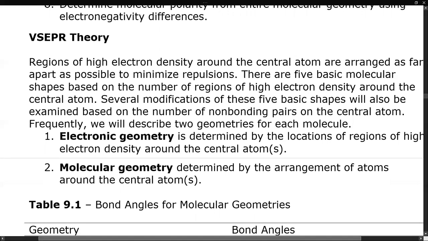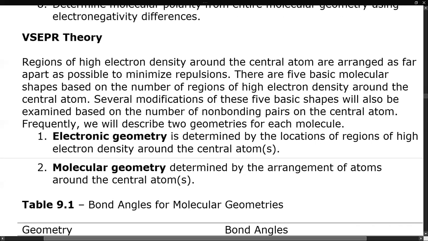So VSEPR theory, you're focused on regions of high electron density. Electrons are negative, they tend to repel one another, so you're going to have the geometry that is going to minimize that repulsion. There are 5 basic shapes. We're going to look at electronic geometry. That's all the regions of high electron density around the atom. The molecular geometry is just the shapes of the atoms themselves around the central atom.